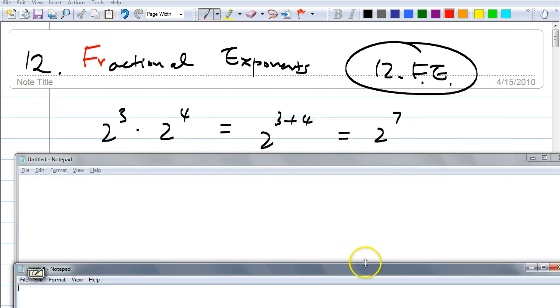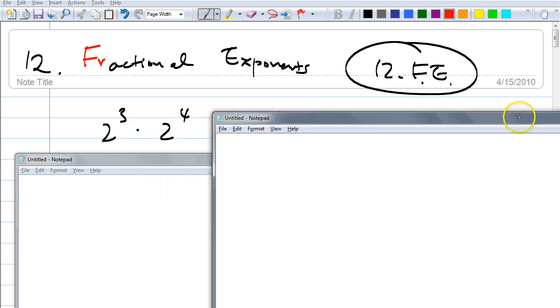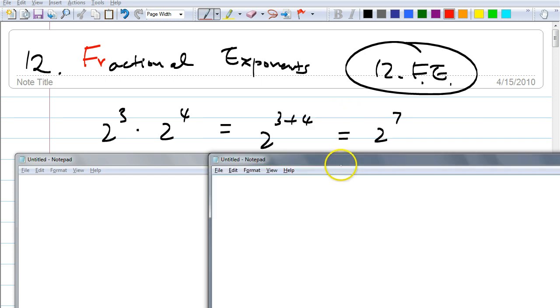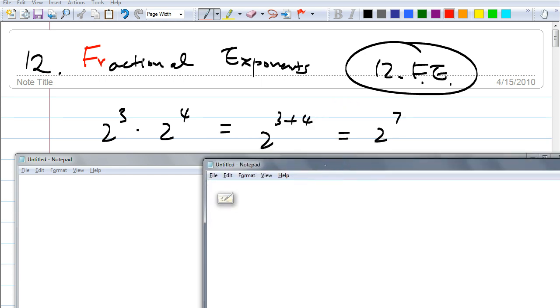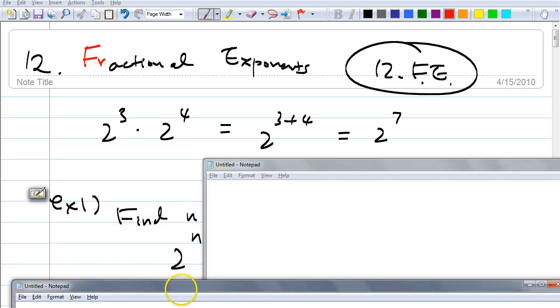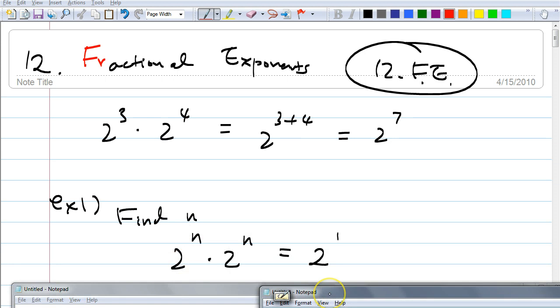So let's remember this. You guys remember if I have 2 to the third times 2 to the fourth, what do we do with the exponents? Yeah, you add them together. So you get 2 to the seventh. You guys remember this? So if this is true, can you then do this example? Here, I have 2 to the n times 2 to the n equals 2 to the first. Find n. What would n be?